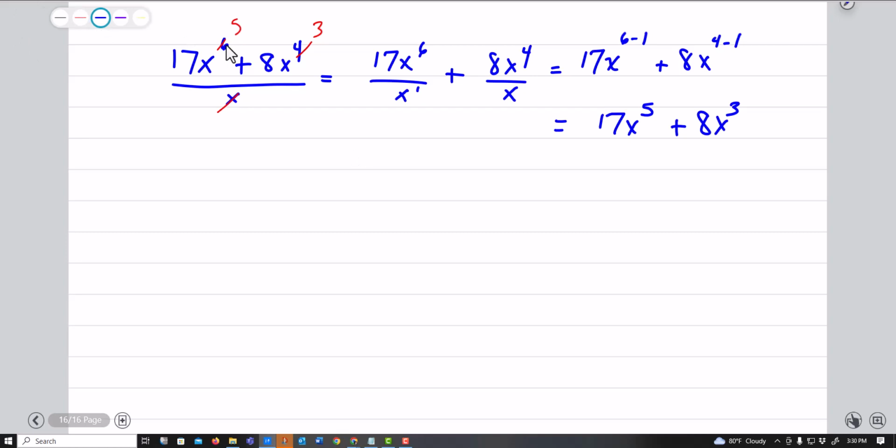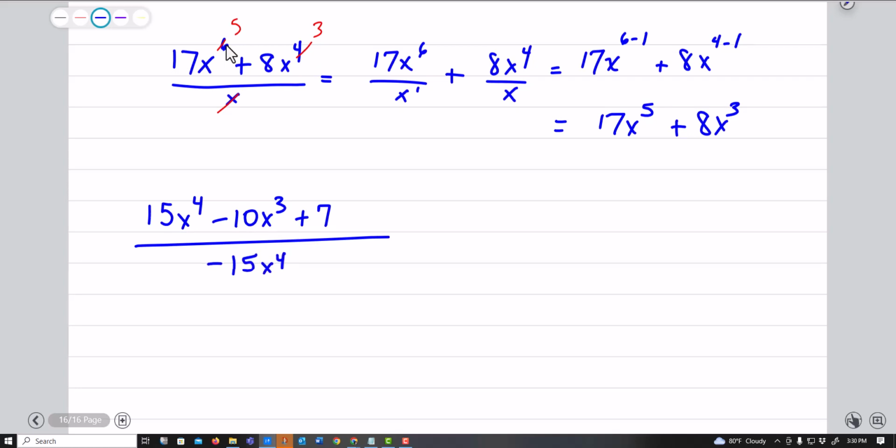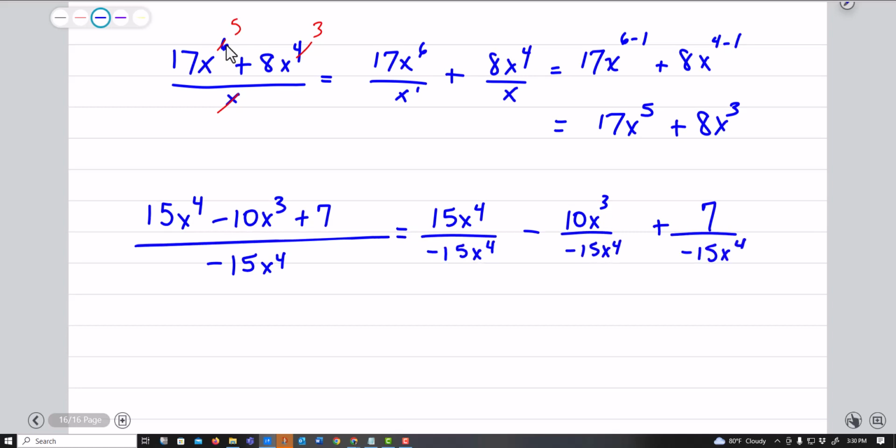This one looks pretty good with a negative. So it says 15x to the 4th minus 10x cubed plus 7 all over negative 15x to the 4th. Whew, that's a doozy. So I probably would write these separately. I mean, you can separate them like this. And so then I have minus 10x to the 3rd over negative 15x to the 4th. And then plus 7 over negative 15x to the 4th.